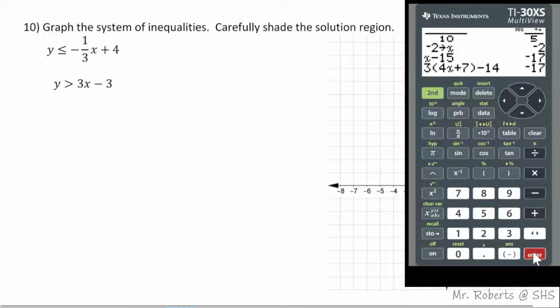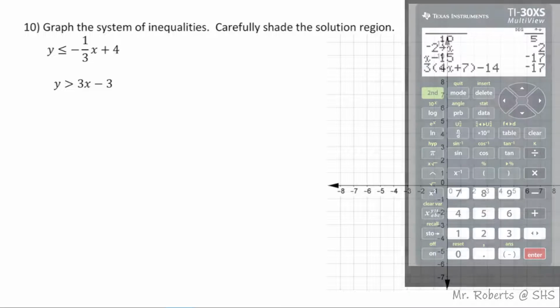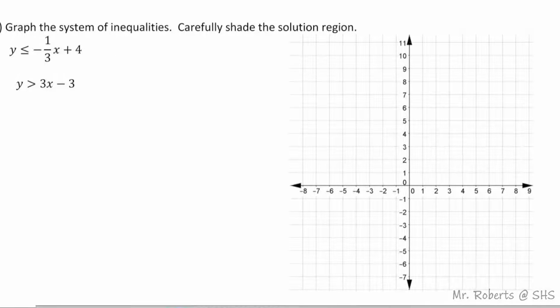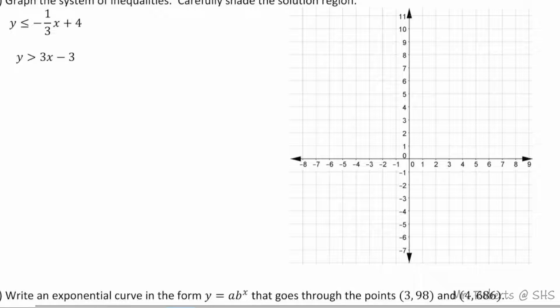Next, question 10 says, carefully graph the system of inequalities, and then carefully shade the solution region. All right, let's start with this. First of all, that first inequality says y's are less than or equal to this boundary. The boundary has a y-intercept at positive 4, and it has a slope pattern of down 1 over 3, down 1 over 3, down 1 over 3. So we're looking at something roughly like this.